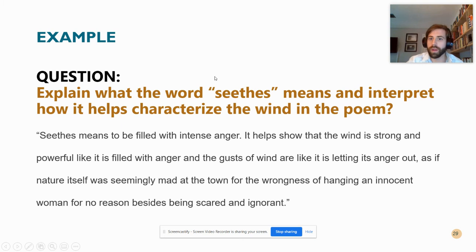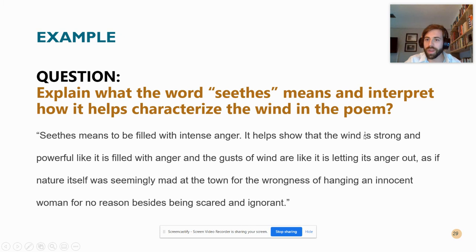So firstly, we probably have to look up what that word seethe means if we don't know, and give a thorough explanation of it. And then we have to interpret, so our interpretation with support about how that word helps emphasize or characterize what the wind is doing in this poem. I know you haven't read the poem yet, but a good answer might be something like this. Seethe means to be filled with intense anger. Cool. So we're starting to get that explanation.